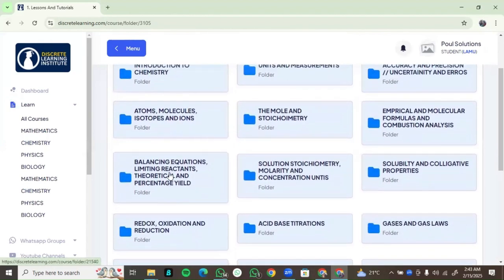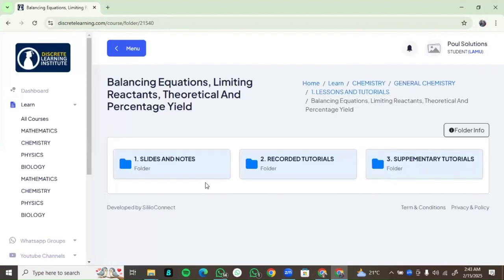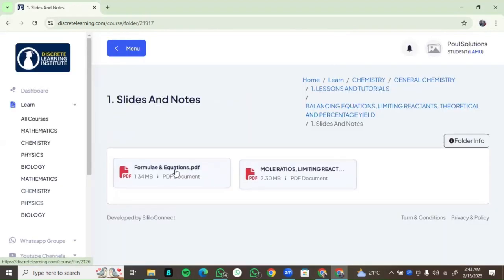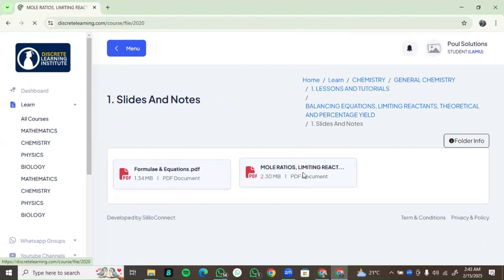For example, if I want to learn about limiting reactants, theoretical, and percentage yield, just click on there. Then you find slides and notes, recorded tutorials, and supplementary tutorials. You go to the slides and notes, you're going to find the notes there, so you can open them.